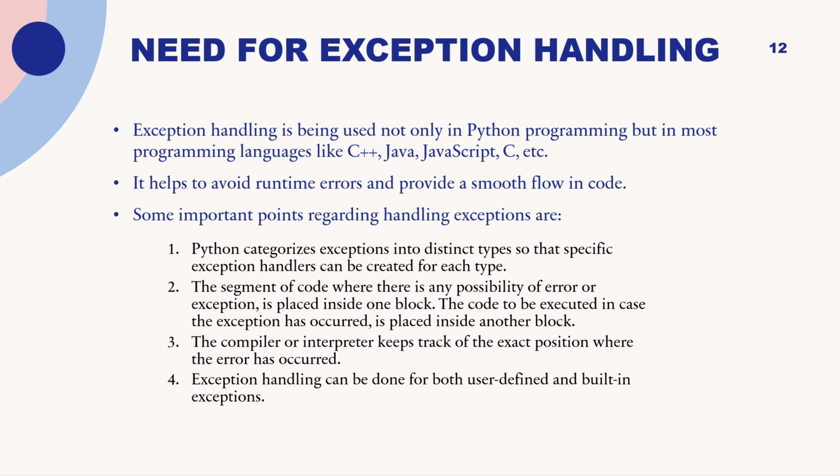Second point, the segment of code where there is any possibility of error or exception is placed inside one block. The code to be executed in case the exception has occurred is placed inside another block. We will discuss these blocks in the further segment of this video. Third point is the compiler or interpreter keeps track of the exact position where the error has occurred, and this is displayed in the traceback stack. Fourth one is exception handling can be done for both user-defined and built-in exceptions.